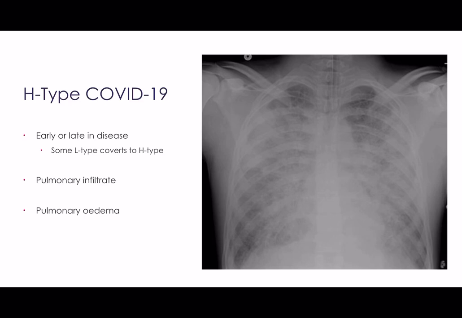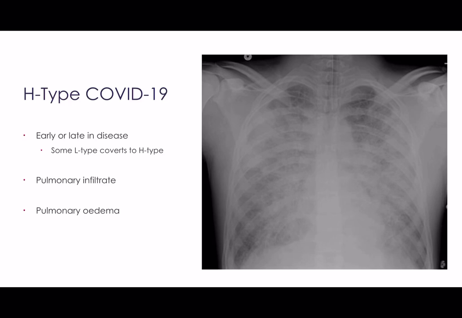Essentially, what the H-type, or the high type of COVID, is, there's a lot of pulmonary infiltrate, there's pulmonary edema, and this is very akin to what we in intensive care commonly treat as ARDS. Now, I'll go through in later videos about why COVID probably isn't the same as ARDS, but for the purposes of conceptualizing this particular phenotype, think of it as ARDS-like.